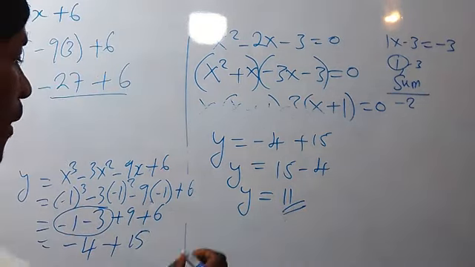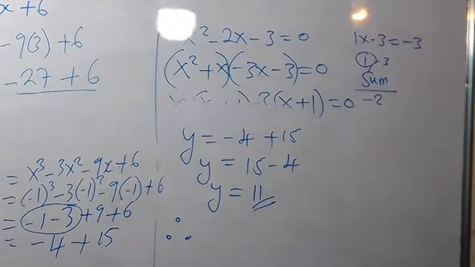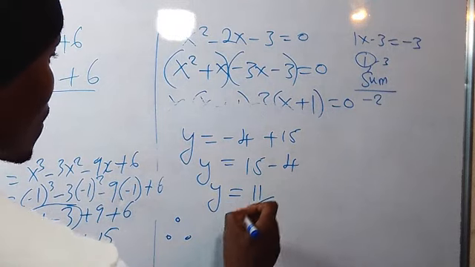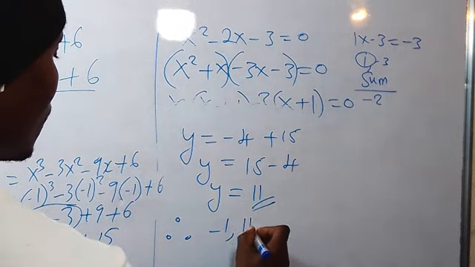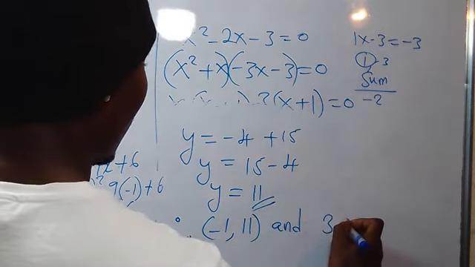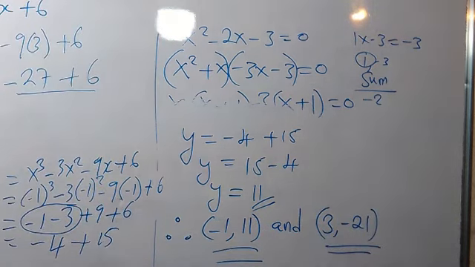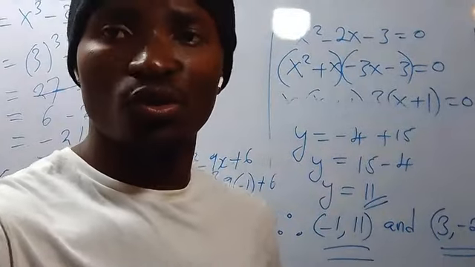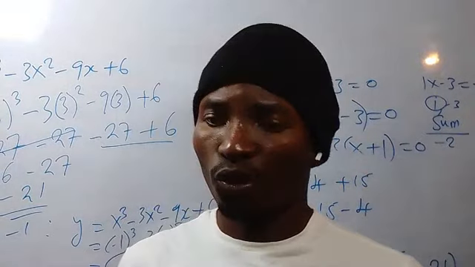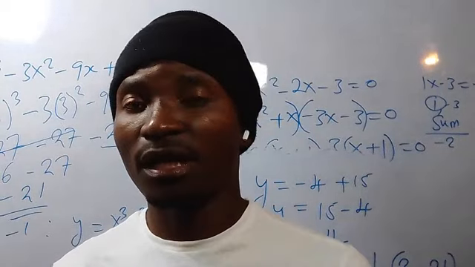So therefore, the coordinates are: when x is negative 1, we're going to say negative 1, comma 11, and 3, comma negative 21. So these are the two coordinates that we need to answer this question. That's how you can simply go about answering this question.